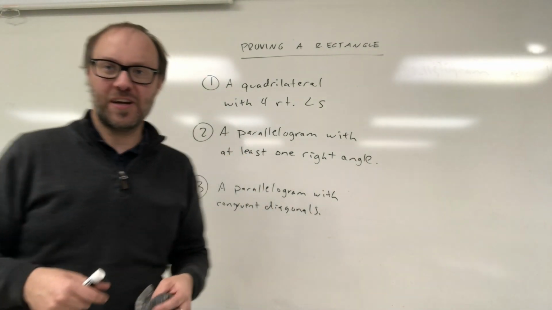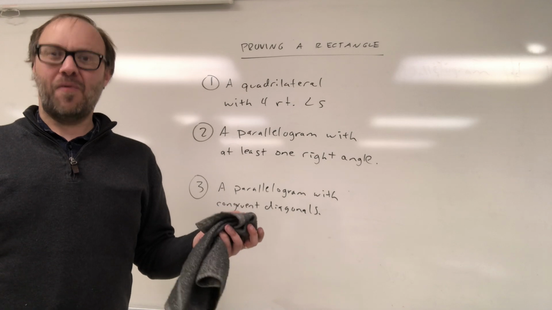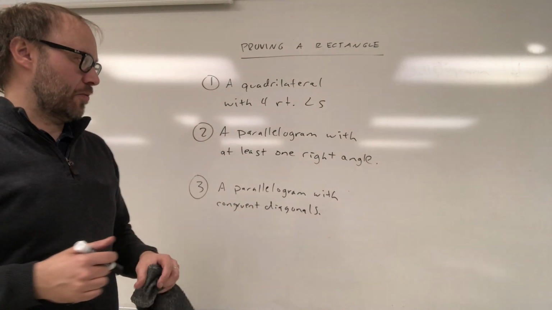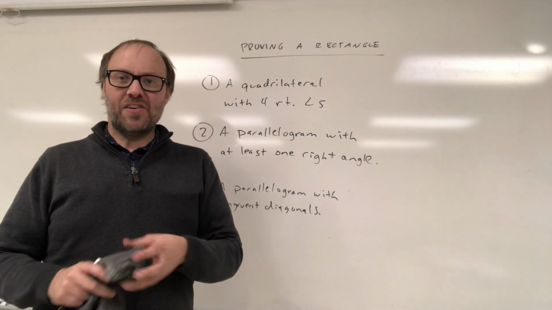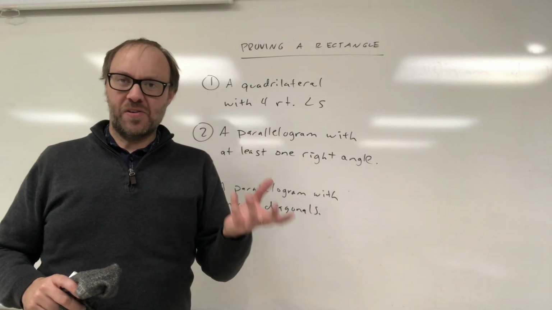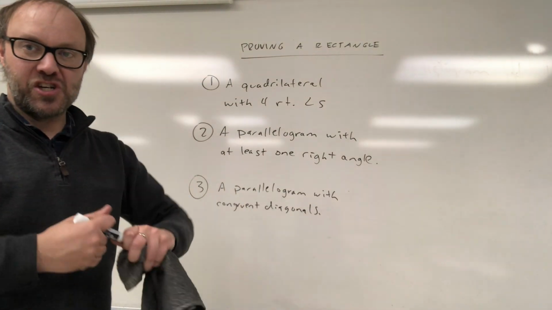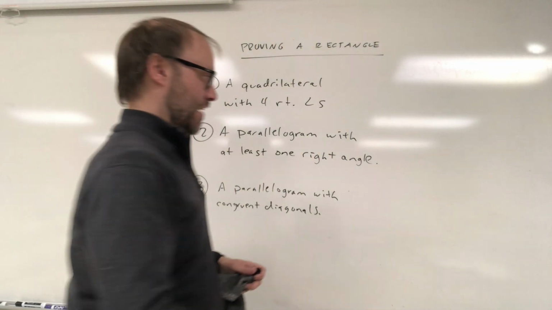If you have a parallelogram with at least one right angle, you have a rectangle. Now, sometimes people look at that and they say, wait a second, a quadrilateral with one right angle, that's not going to be a rectangle. What they're saying here is if you already know the shape is a parallelogram, then you just need an additional right angle to be able to show it's actually got to be a rectangle, okay?